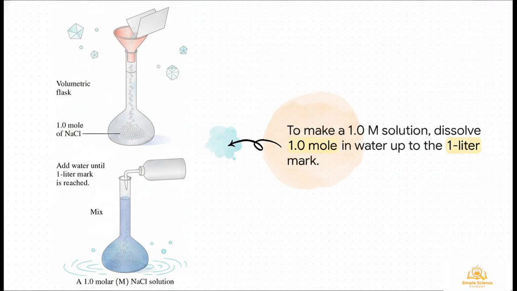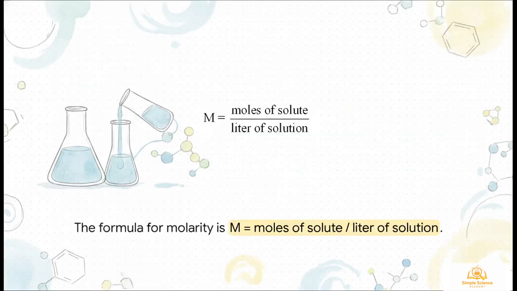Well, to make a 1 molar solution, you'd go to the scale and weigh out exactly 1 mole of your substance. Then you'd put it in a special flask and add just enough water to get the total volume up to exactly 1 liter. That's it. And the math behind it? Super straightforward. Molarity equals the moles of what you dissolved, the solute, divided by the total liters of solution.